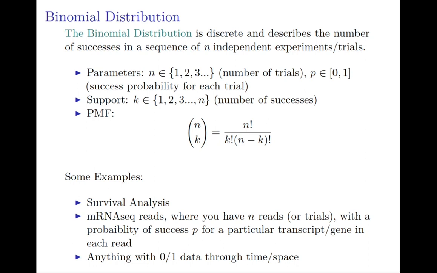But to recap, the binomial distribution is discrete and describes the number of successes in a sequence of n independent experiments or trials. And so you have 2 parameters. It's your n parameter and your p parameter. So your n is in a set of 1, 2, 3, etc., the number of trials, so integer values, and p is the percent of success rate, and that's between 0 and 1. So it's the success probability for each trial.